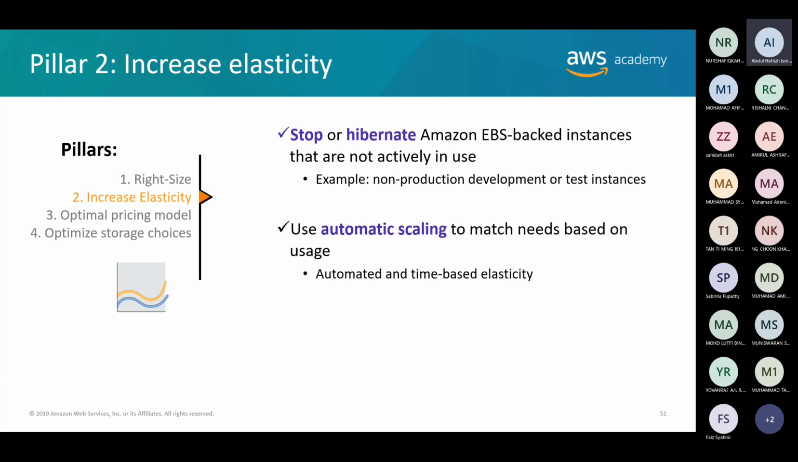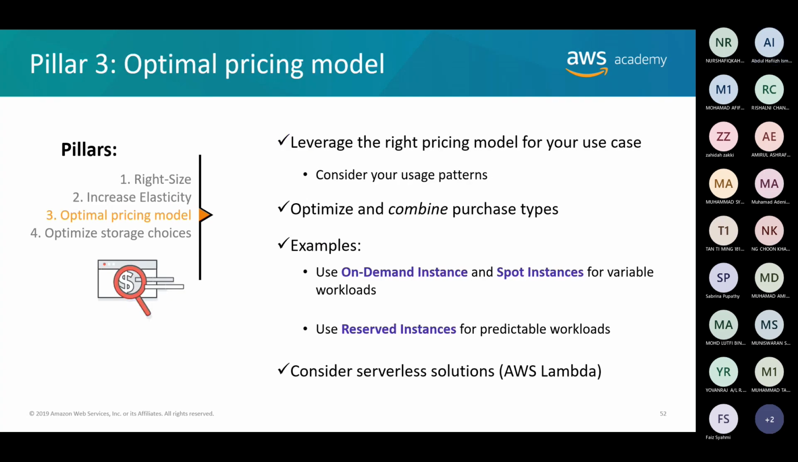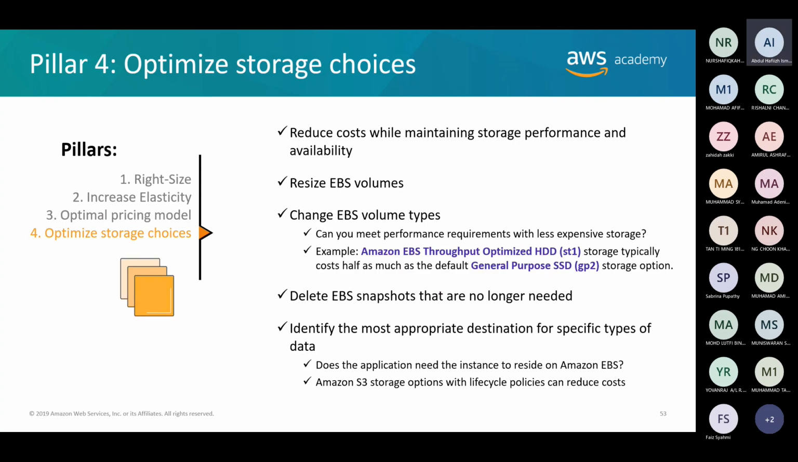And then use automatic scaling to match needs based on usage. So automated and time-based elasticity. And then leverage the right pricing model, optimize combined purchase types, consider serverless solutions like Lambda. We will look at Lambda later. And then optimize storage cost.